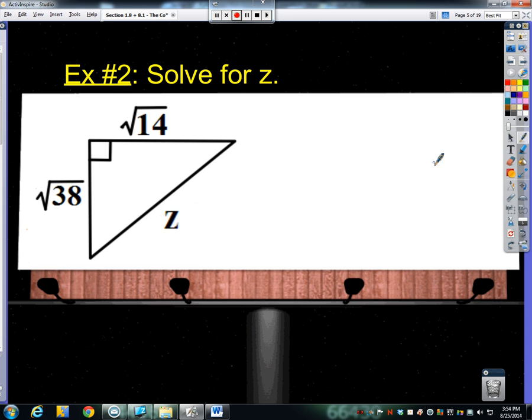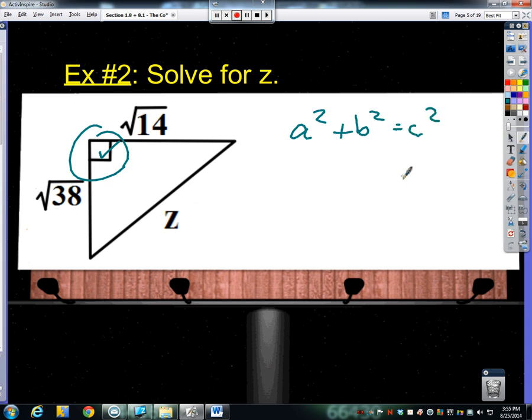Number 2. At first glance, you look at this and you go, oh man, there's square roots now as part of sides. This is going to be even tougher. But it's really not. Let's walk through this and you'll see how much easier this problem really is. Now, we've got a right triangle, check. We can use the Pythagorean theorem. So a squared plus b squared equals c squared.